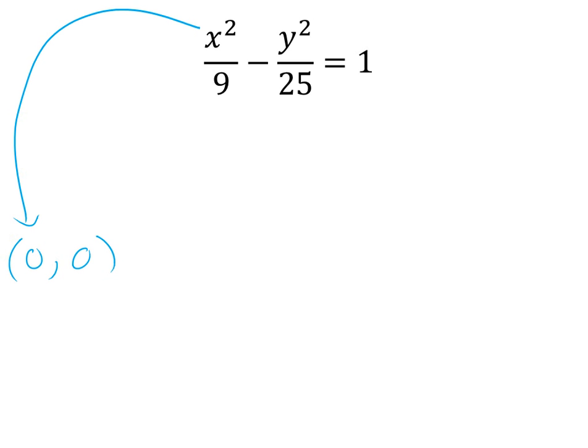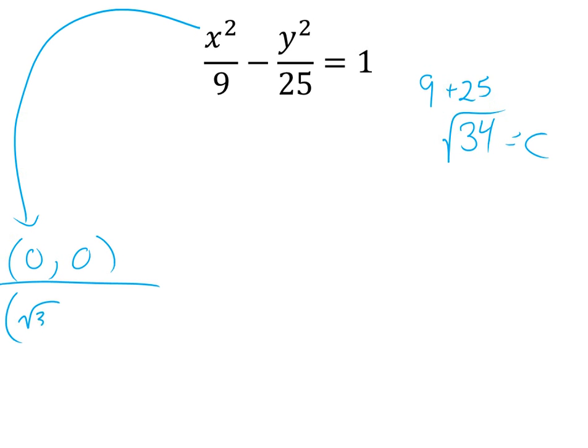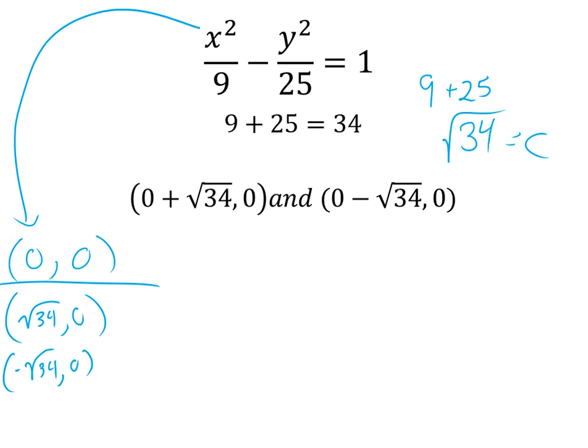And so now we're going to take our numbers underneath. 9 plus 25 gets us 34. So we would take the square root of 34, and that is our c. So our answer for our foci looks like it's going to be root 34, comma 0, and negative root 34, comma 0. Okay. So that's what we get as our answer.